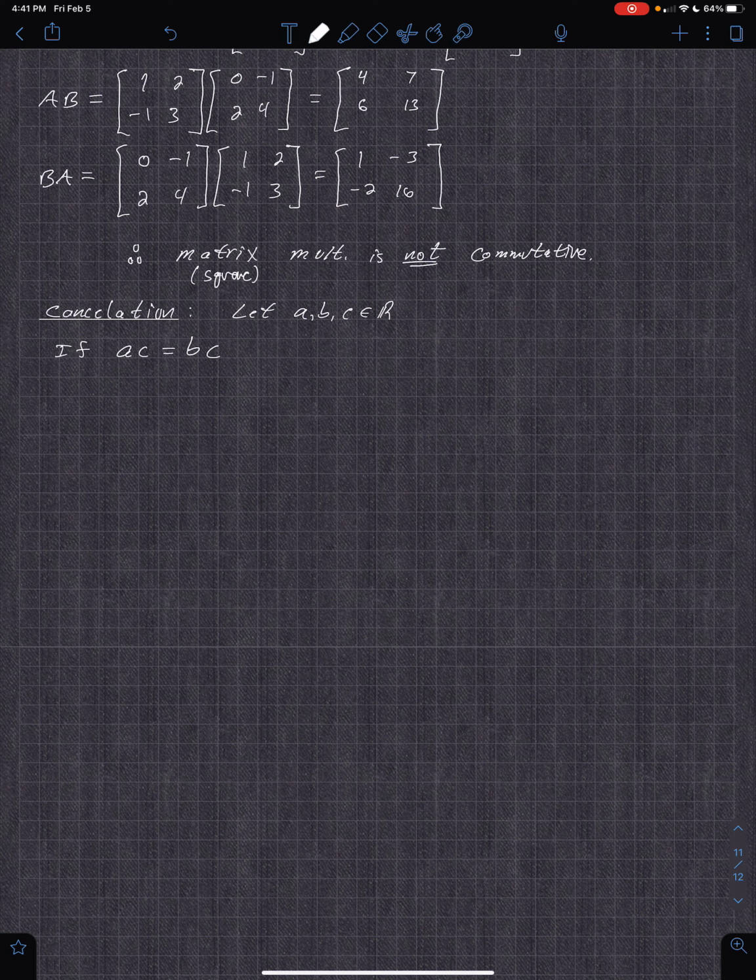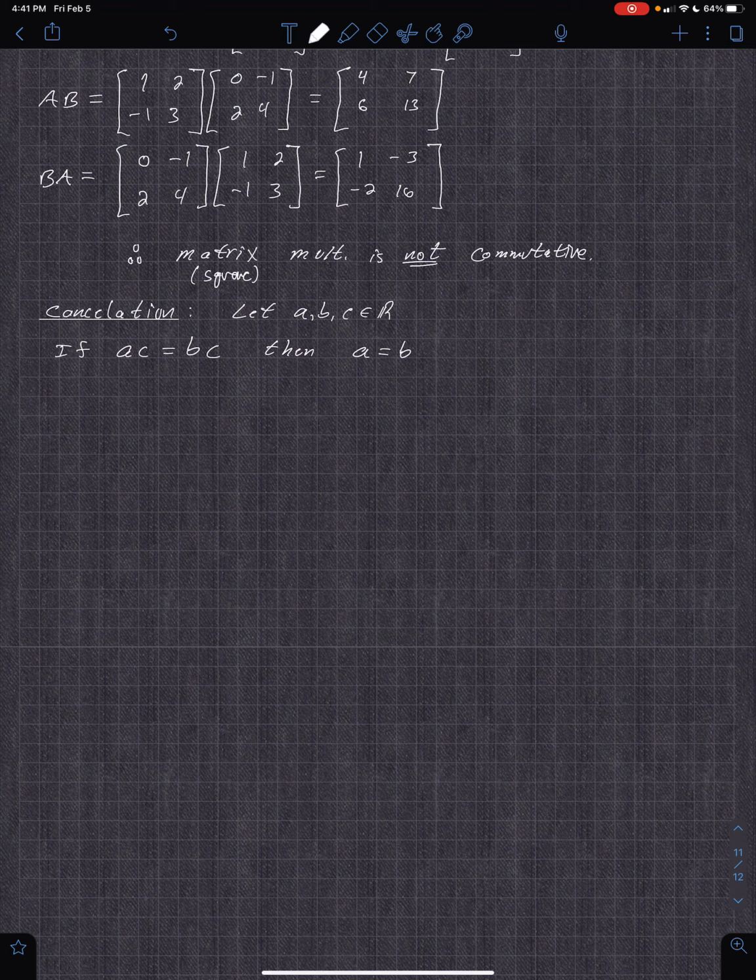So if A times C is B times C, then what can you conclude? Then we have what's called cancellation. You divide both sides by C, and you get A must equal B. If C is 0, then you get 0 equals 0 and you're done. So you get A equals B. That's what we mean by cancellation. So these basically cancel. Now, not a good terminology. I don't like that at all, but that's what we kind of call it.